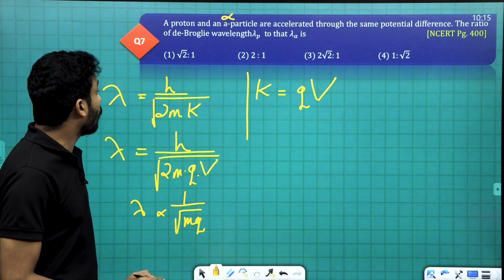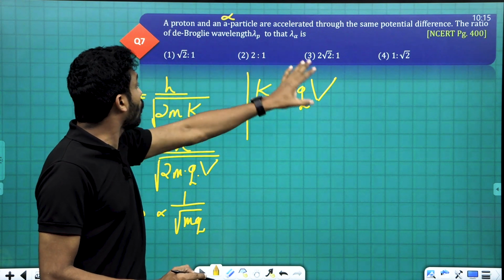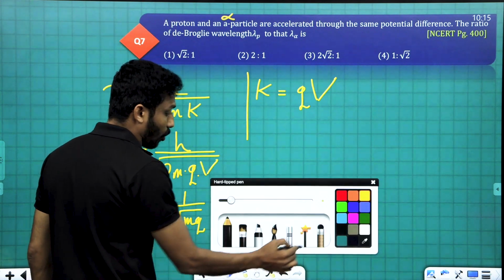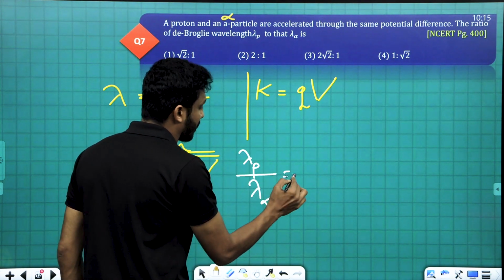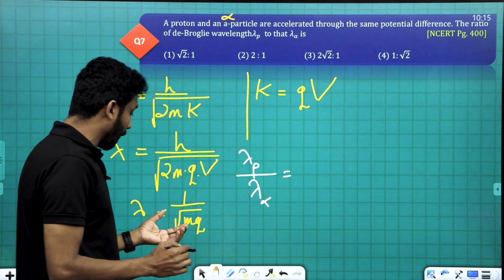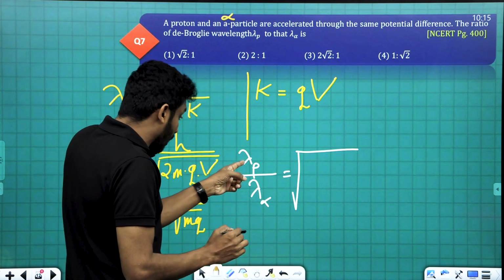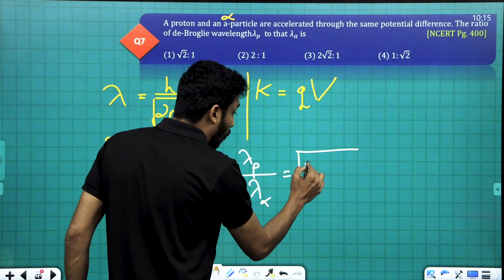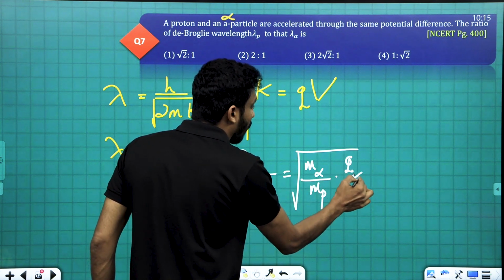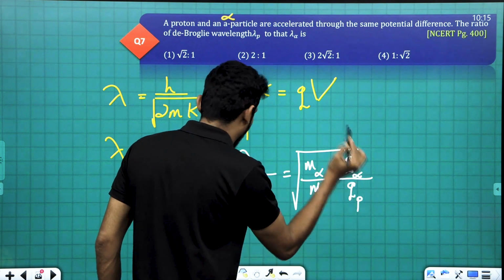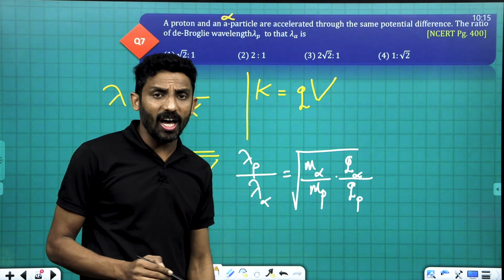1 by root of mq. And now the ratio to be calculated is that of proton to alpha particle. Lambda of proton divided by lambda of alpha is inversely proportional to root of mass into charge. So here comes proton first, then mass of alpha divided by mass of proton, then charge of alpha divided by charge of proton, because of inverse proportionality. Clear? Now what is the mass of alpha particle?